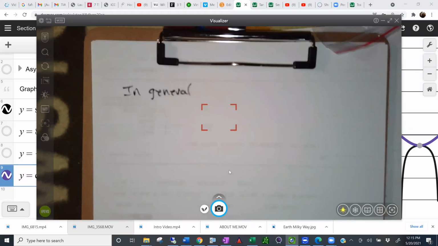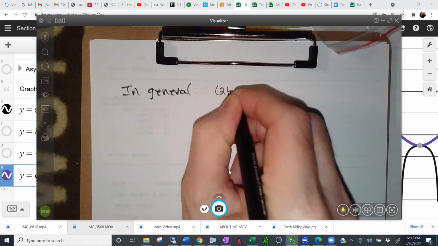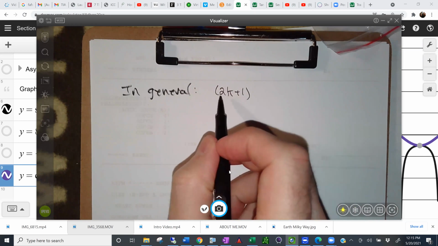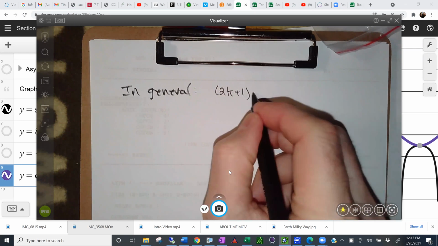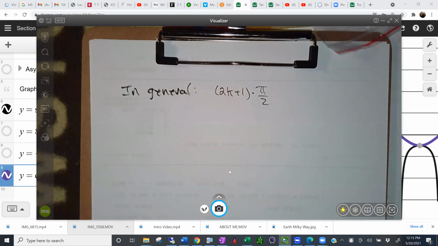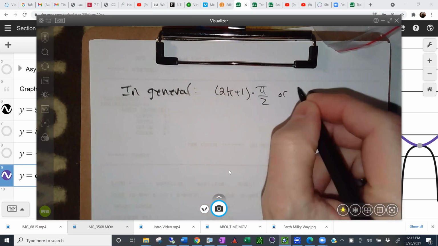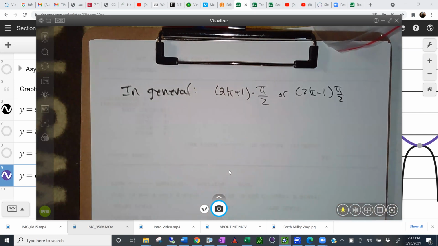Focus, thank you. So in general, it's going to be 2k plus 1. Now that's going to give you all your odd numbers. Twice a number is going to be an even number, plus 1 is going to be an odd number. That times pi over 2. Okay. That's where you're going to have your odd multiples of pi over 2. You could also write it as 2k minus 1 times pi over 2 is again going to give you the same thing. If you're adding 1 or subtracting 1, you're still going to get odd numbers.